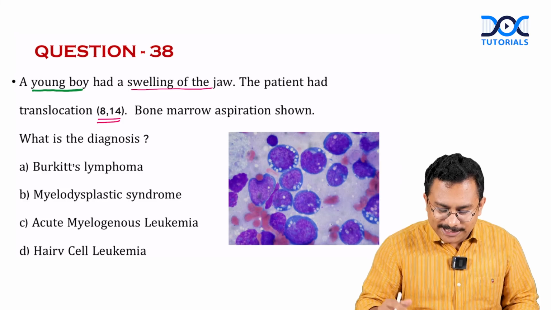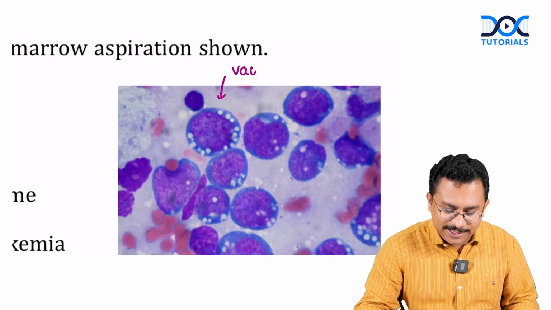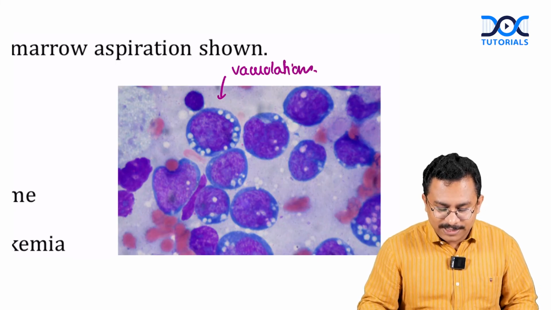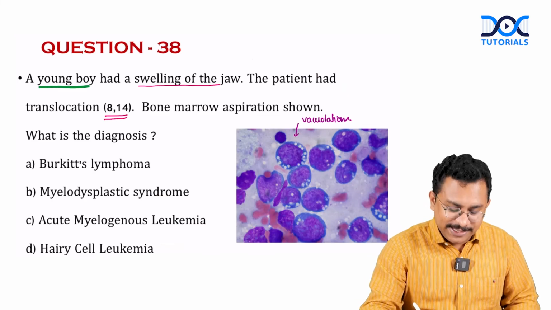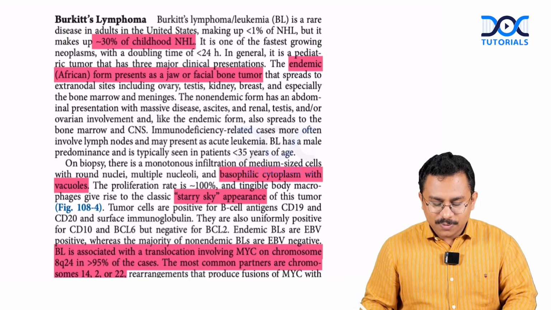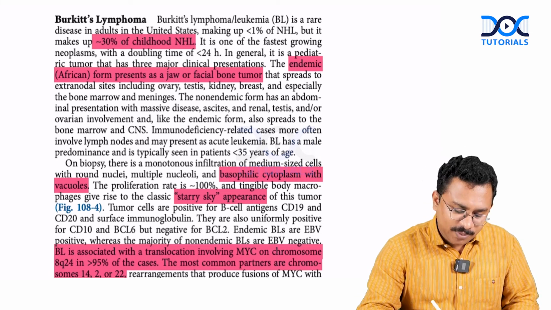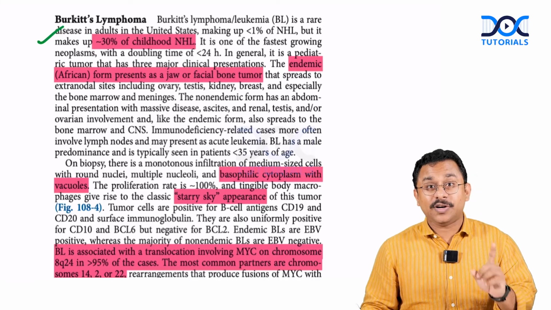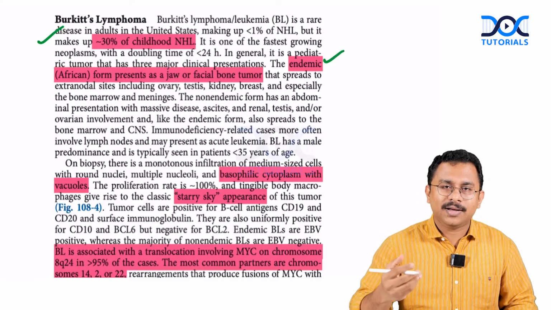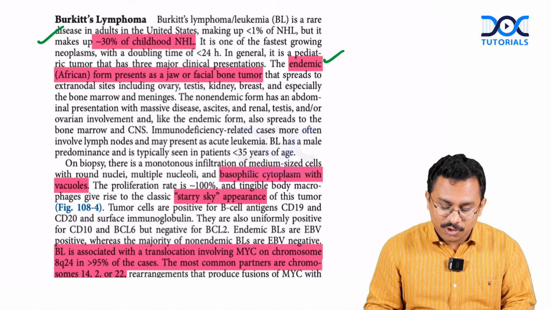You can look at the aspirate and see the presence of certain vacuolations inside the cell. Are you able to appreciate the vacuolations inside the cell? Yes. So basically this is a case of Burkitt's lymphoma. Please look at this screenshot from Harrison. Burkitt's lymphoma contributes to around 30% of childhood non-Hodgkin's lymphoma. And in the endemic variant, the patient presents with jaw or facial bone tumors.